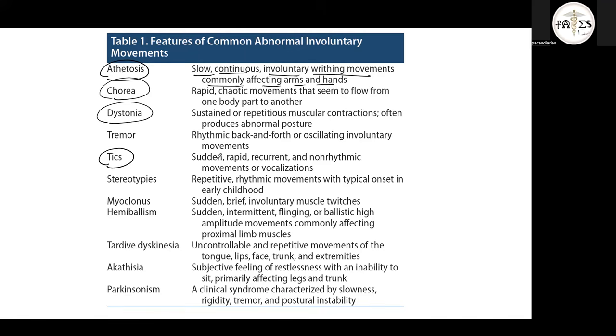Then tics are sudden, rapid, recurrent, non-rhythmic movements, and sometimes vocalizations can be there. Then there can be stereotypical movement. Then myoclonus, which we have seen, is a sudden, brief, involuntary muscle twitch. Hemiballismus is a sudden, intermittent flinging or ballistic high amplitude movement. Tardive dyskinesia is uncontrollable repetitive movements of the tongue, lips, face, trunk, and extremities. Then comes akathisia, an inner feeling of restlessness and an inability to sit. Primarily they go pacing around, commonly affecting the leg and trunk. Parkinsonism is discussed in an entirely different video.